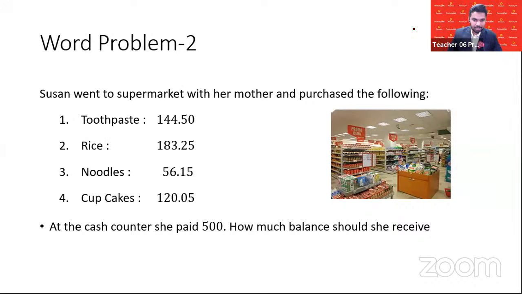Okay, so I don't see any answers, but I'll still begin to give you the answer. So the first easiest thing is to start with the decimal places. You add all the decimal places. So 50 plus 25 is 75, plus 15 is 90. So you should get 95 paise in the sum.